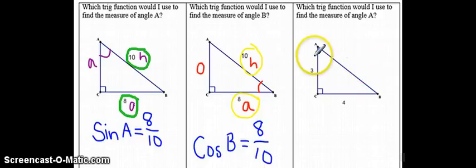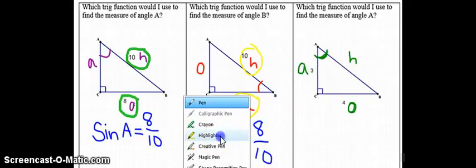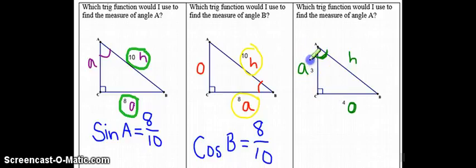Lastly, we have angle A. So with respect to angle A, again, we're going to label our hypotenuse across from the 90 degrees. Across from angle A is our opposite side. And next to angle A is our adjacent side. So let's determine which we have here. We have a value of 3 and a value of 4. So we're dealing with opposite and the adjacent side.